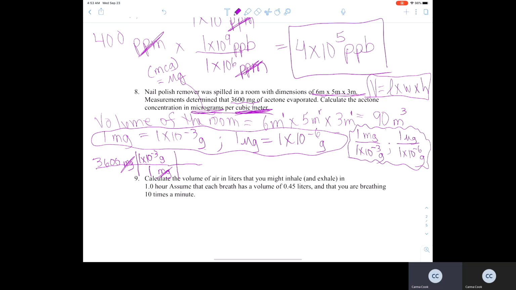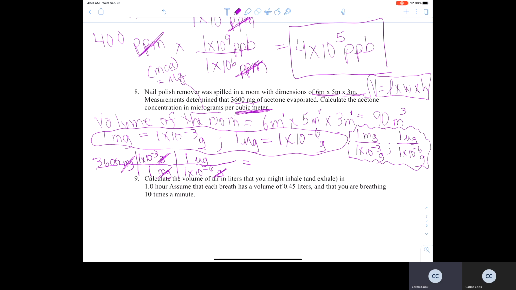And then this is a 2-step conversion. So now I need to convert the grams to micrograms because that's what the problem wants. They want micrograms per cubic meter. So for every 1 microgram, I want micrograms, so micrograms go in the numerator. There's 1 microgram per 1 times 10 to the negative 6 grams. So now my grams cancel.